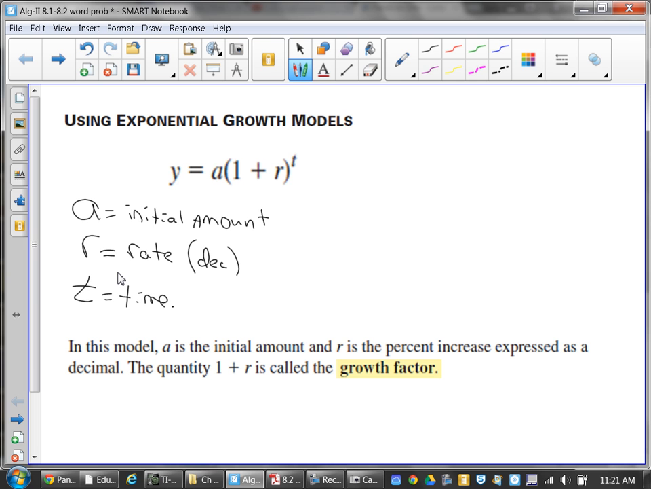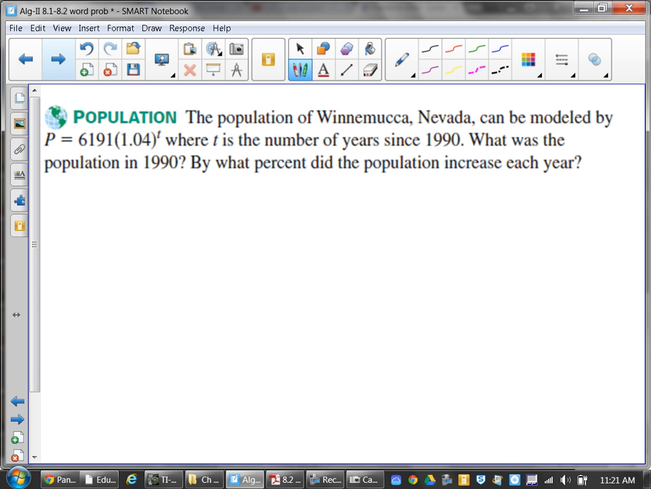So let's see. We have y equals a times 1 plus r to the t. And this is what it would look like. You've got a population model.